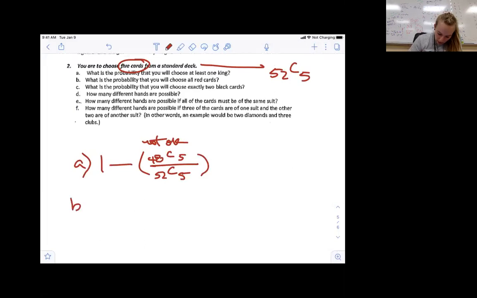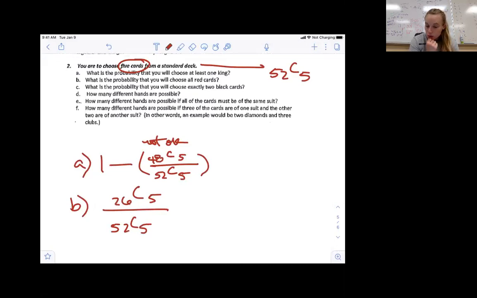Okay, probability that you will choose all red cards. Well, over 52 choose 5, because that's my probability. How many red cards are there? 26, and we want all 5 of my cards to be red. So 26 choose 5 over 52 choose 5.